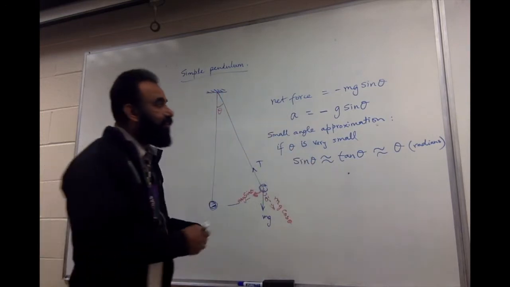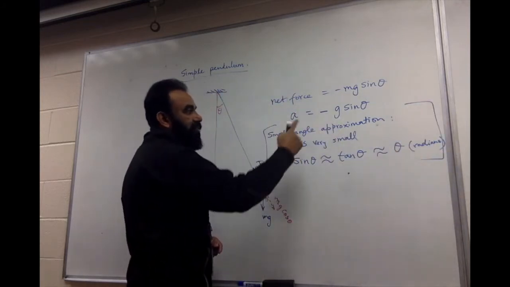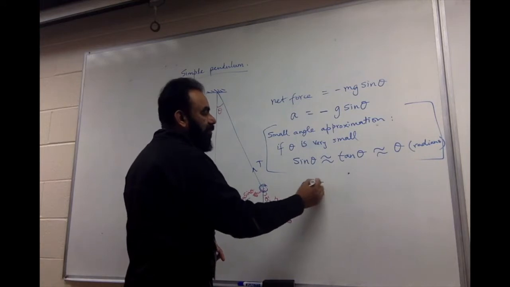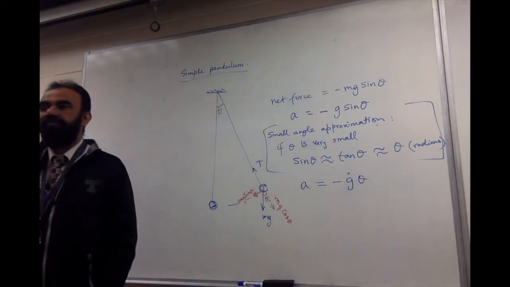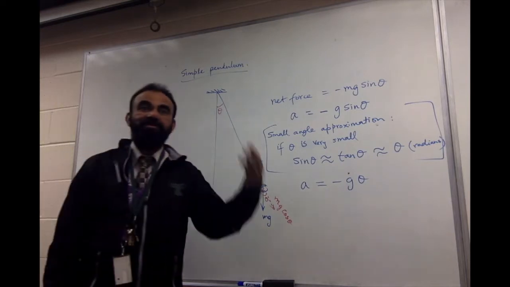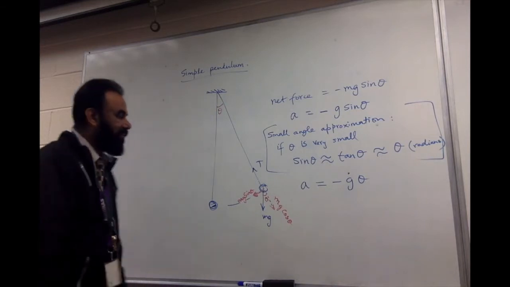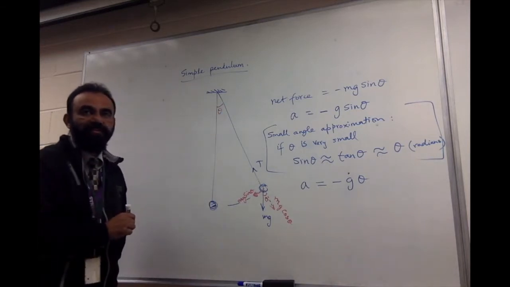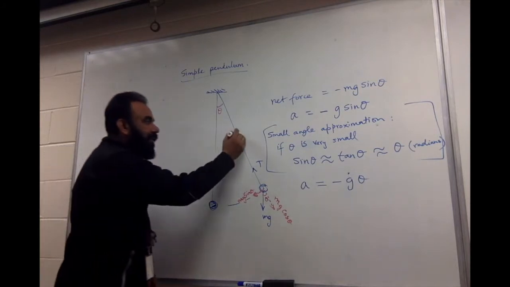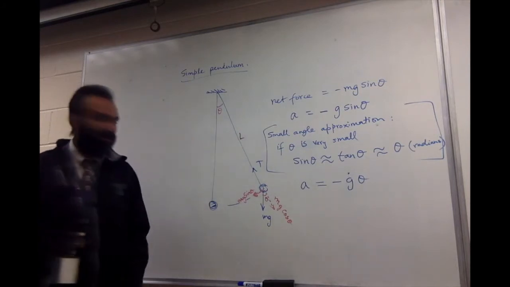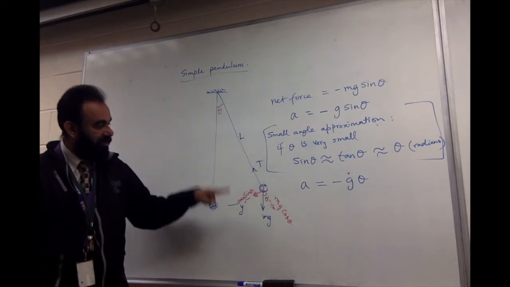Now I'm going to use that here. So since acceleration is minus g sine theta, now I'm going to write it as minus g theta. I'm not using sine theta now, just theta. But theta should be in radians. So this is the angle in radians. What is the relationship between that, the length, and this displacement, y?